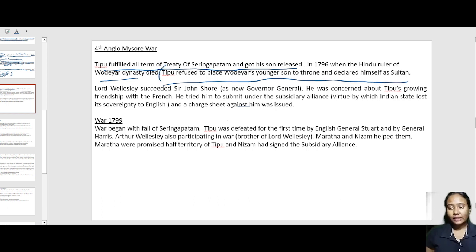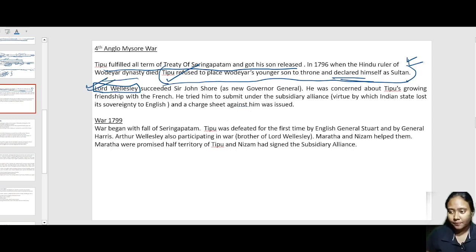So this is very important, the turning moment, the preface where the Fourth Anglo-Mysore War started. When the Wodeyar dynasty ruler died, he refused to seat the younger son as the successor, and Tipu declared himself the Sultan. Lord Wellesley succeeded Sir John as the new governor general. In the Fourth Anglo-Mysore War, Lord Wellesley was the governor general.